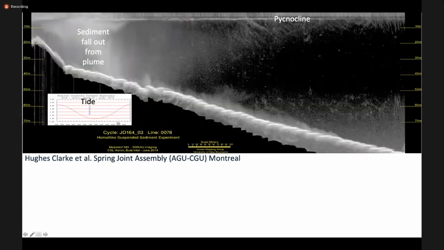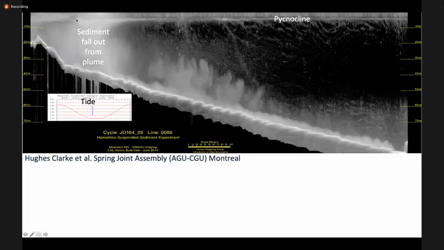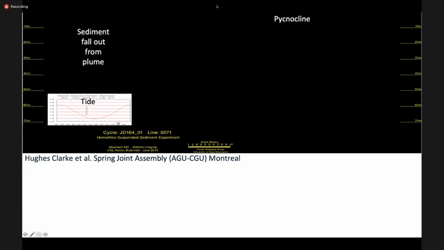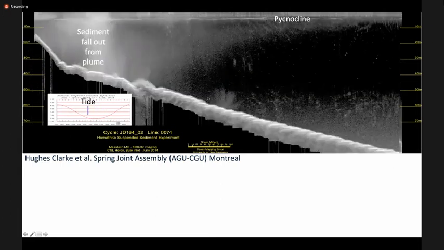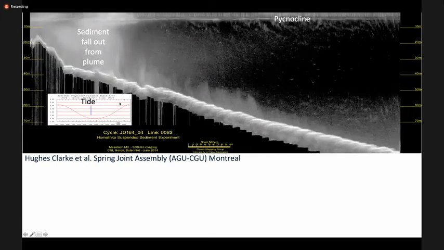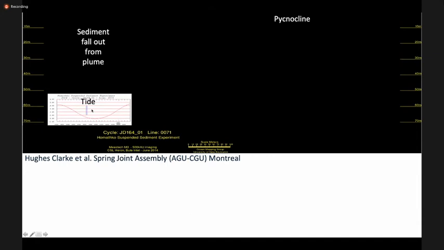So we can image the pycnocline, the freshwater saltwater interface. We can see sediment that's pretty much always raining out from this homopycnal, this surface plume of sediment. But only every so often do we see a turbidity current like here, moving at several meters per second down the canyon. And these are dominantly occurring coincident with or approaching lowest tides.